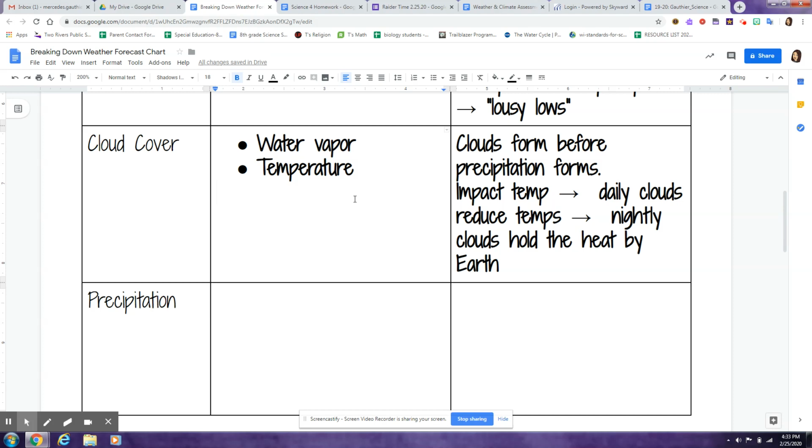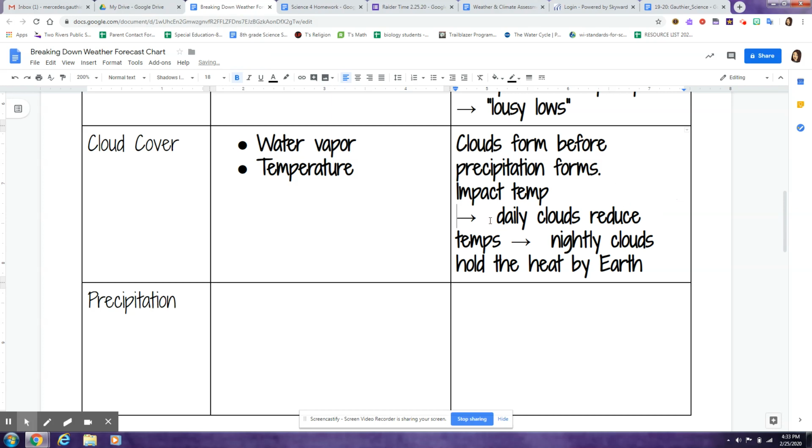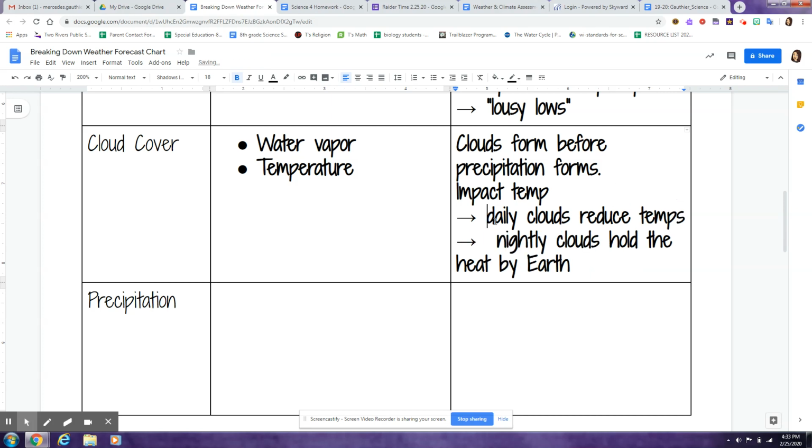Clouds also impact temperature. So these are two different facts here, and I'm going to indent them different because I don't like how this looks, and I think it'll make more sense. So give me just a second.